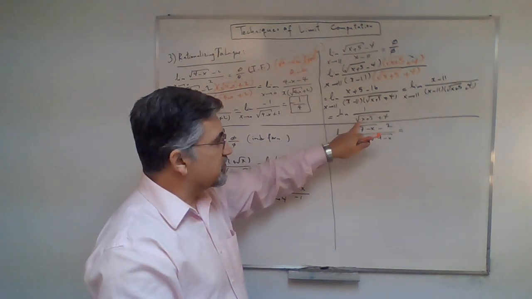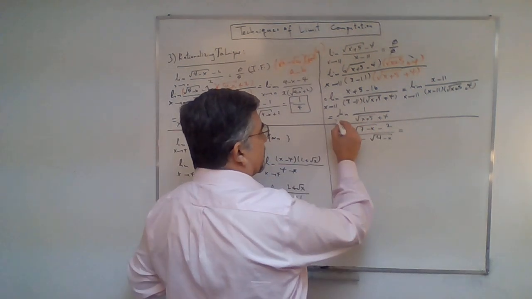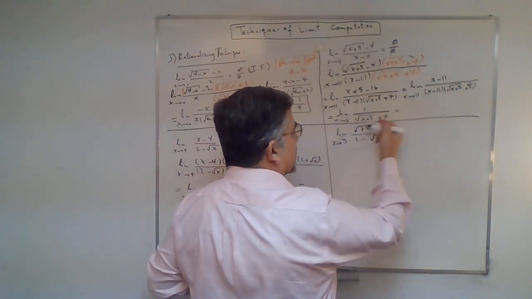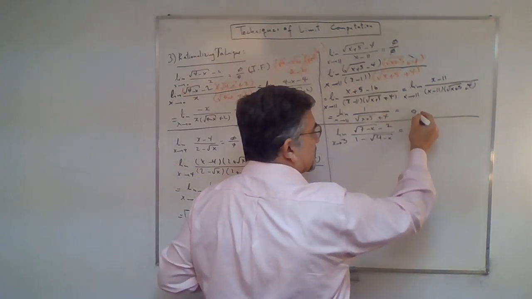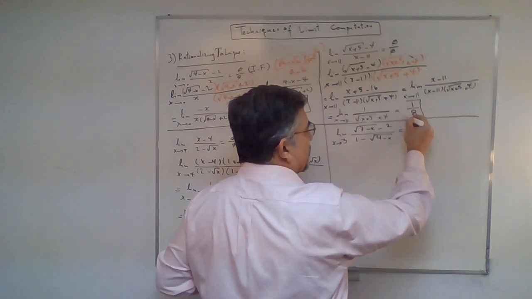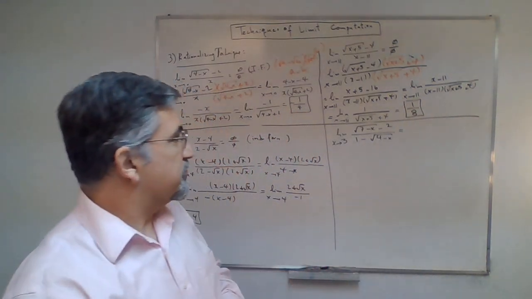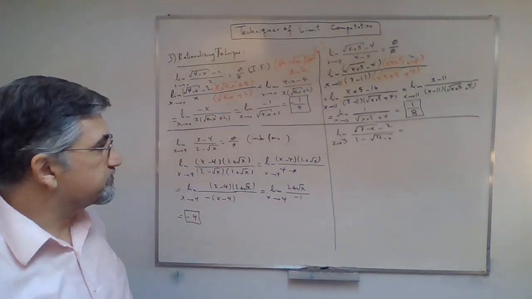What is left in the bottom is the radical plus the 4. So if x approaches 11, then the radical will approach square root of 16, which is 4. 4 plus 4 is 8. So final answer to this limit is 1 over 8.